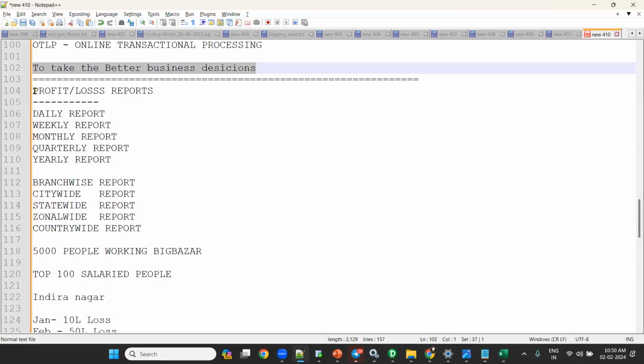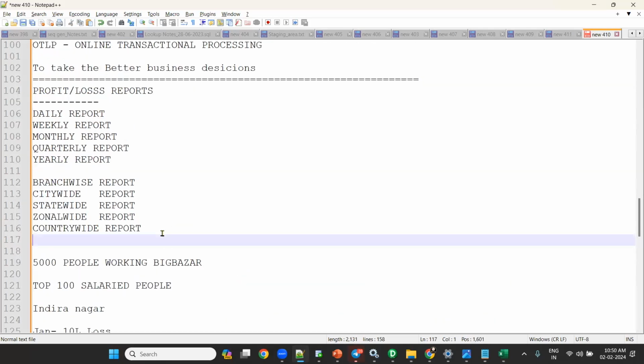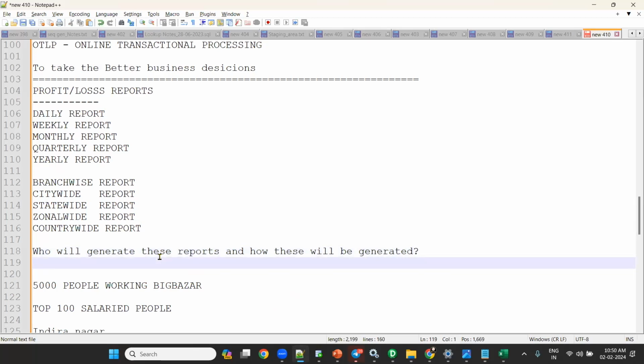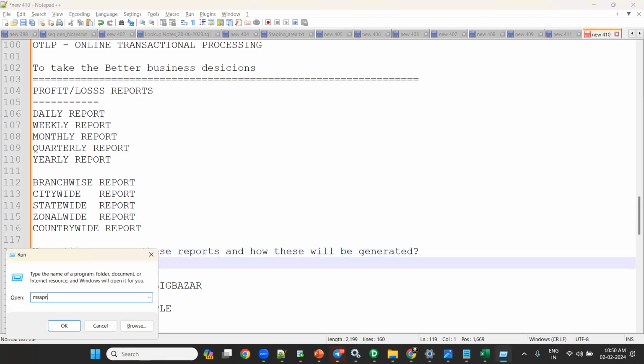Now, who will generate these reports? Yes, guys. How will these reports be generated? Who will generate these reports and how will they be generated? This is the main important question. For that, I have a solution.